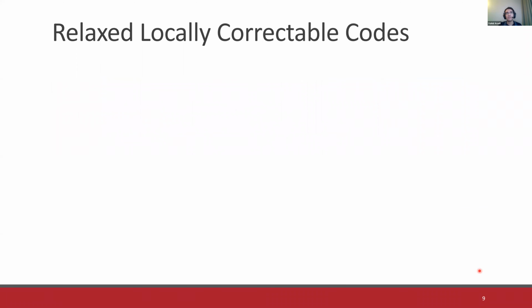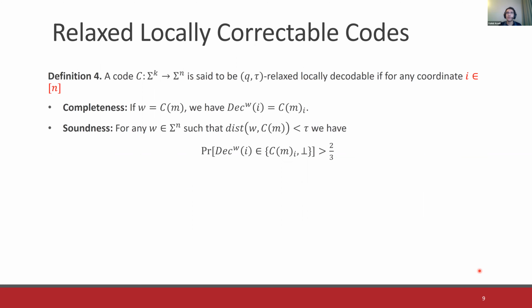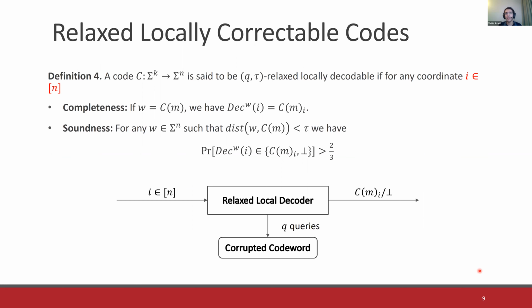Similarly, we can define the notion of relaxed locally correctable codes. This is very similar. The algorithm is given an index in 0 to n, and it should output the correct i-th bit of the codeword or say "don't know." All right. Okay, are there any questions so far?